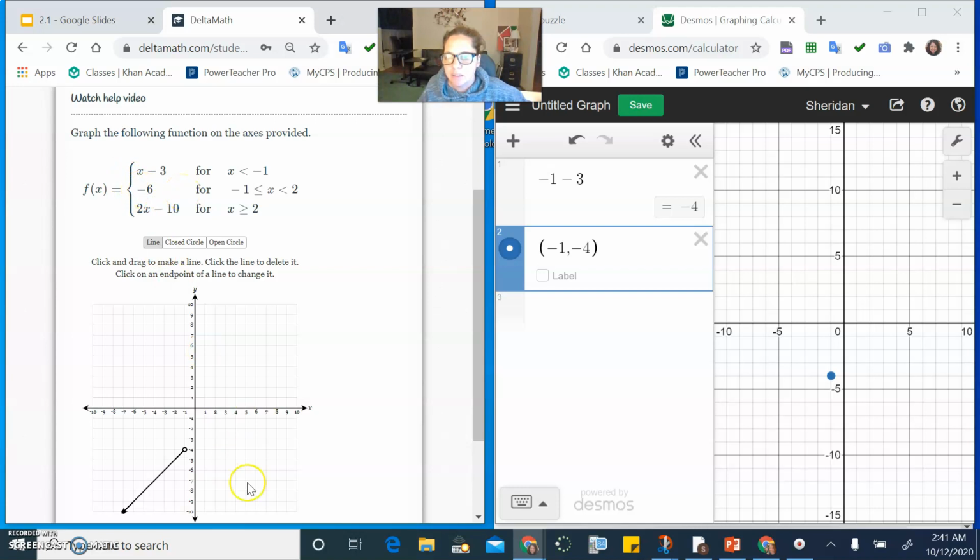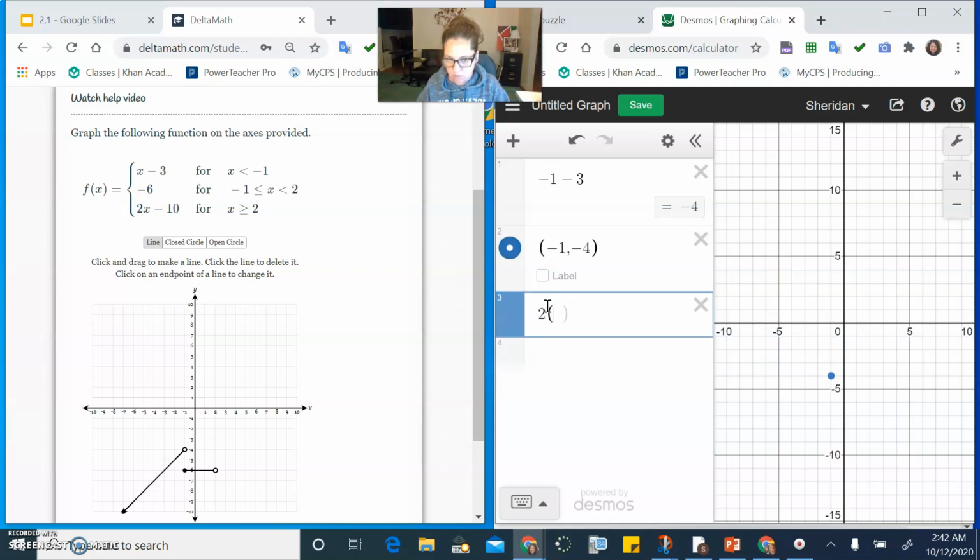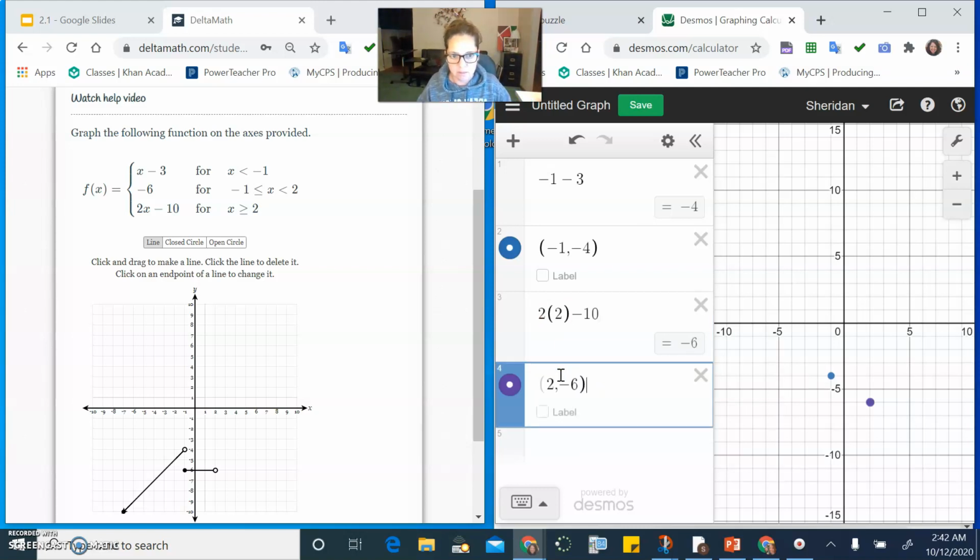Y equals -6 from -1 to 2. So from -1 on the x to 2 on the x, the y has to be at -6. Closed circle, open circle. And then, 2x minus 10, right? So I'm going to plug in 2x minus 10. I'm going to plug in the x value 2, and I got out -6. So I know I'm starting at 2, -6, and it says for x greater than or equal to 2.